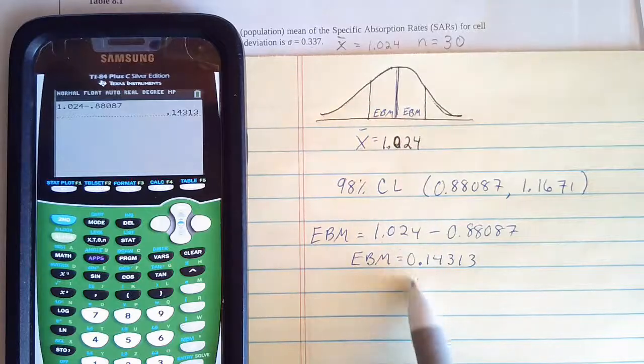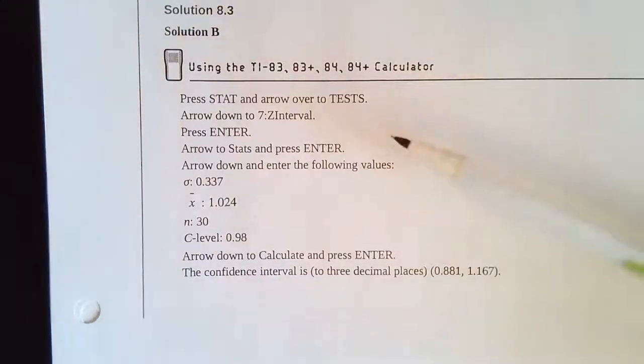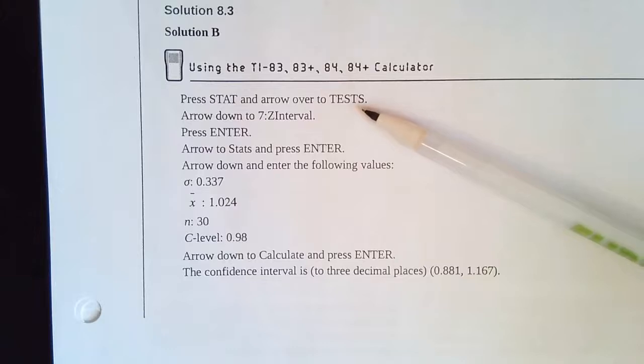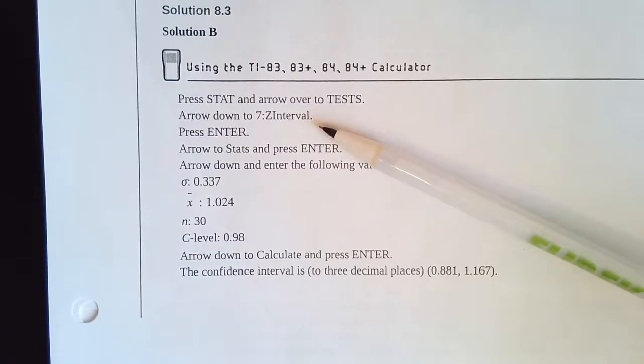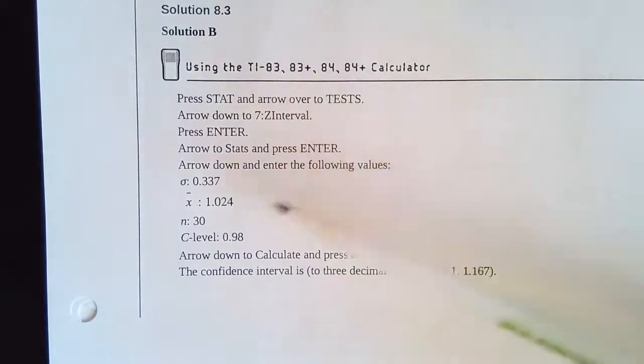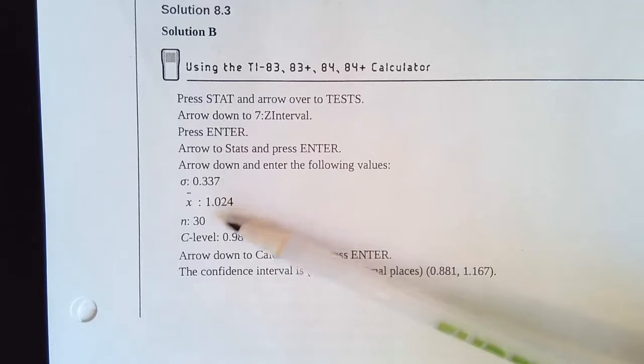Alright, so this is on page 447. Just kind of walking through what we did on the calculator. You're going to go to stats and then use tests. We're going to do the z interval. The reason we're using this one is because we know the population standard deviation. In other words, we know sigma. Then we enter in the data we have. We know the sigma, we know the x-bar, and we have 30 data points. We're doing our confidence level at 98%. Okay, and then that gives our confidence interval.